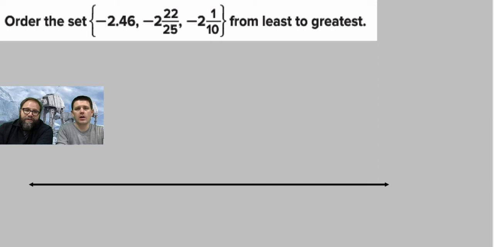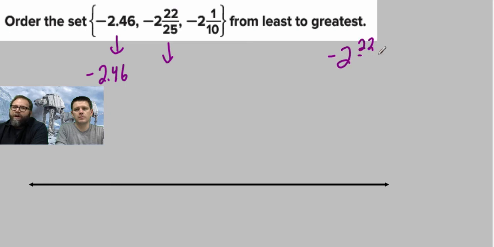Then for this, the key is making sure they're all in the same form. And for us, what we're doing is we're turning them into decimals. And the problem's given us some pretty good fractions to work with here too. So we have negative 2.46. Then our next one is negative 2 and 22/25. Well, we know 25ths can convert very easily into hundredths, so we'll just multiply top and bottom there, numerator and denominator, by 4, giving us negative 2 and 88/100ths, which would then turn into negative 2.88.